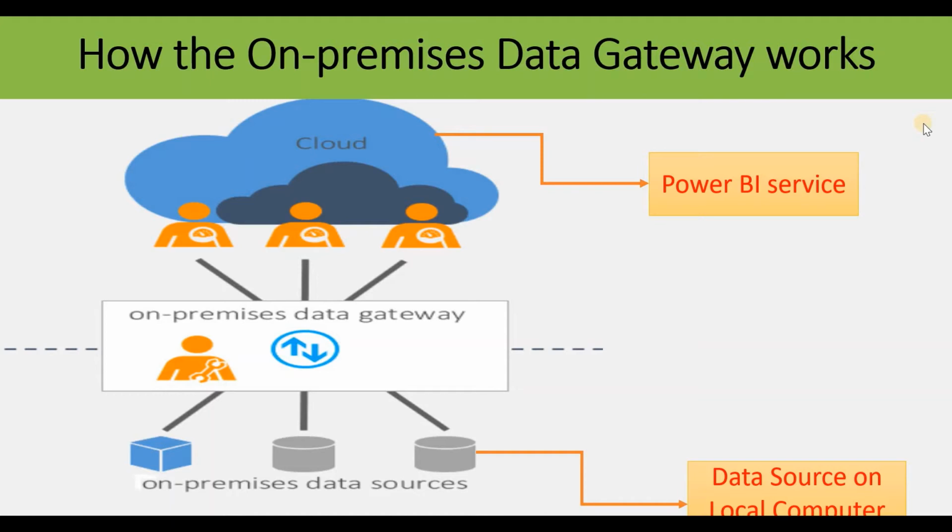Now, how the on-premises data gateway works. So you have your data source on the local computer and you have Power BI service on the cloud, and on-premises data gateway is in between these two, getting data from the on-premises data sources and passing it on to Power BI service. From this diagram, we can see that on-premises data gateway forms a bridge between on-premises data sources, which are data sources on your computer, and Power BI service, which is on the cloud, facilitating movement of data from local sources to Power BI service and vice versa.